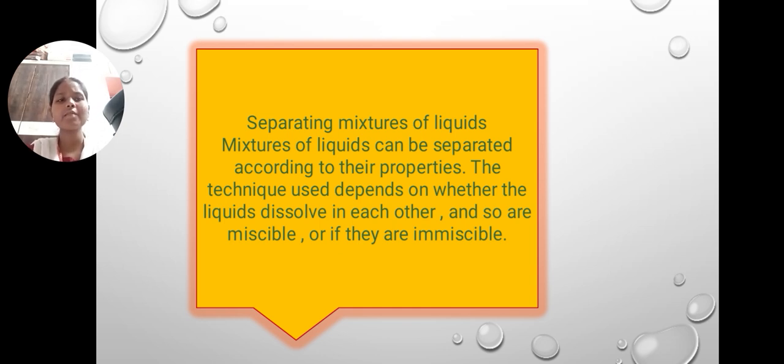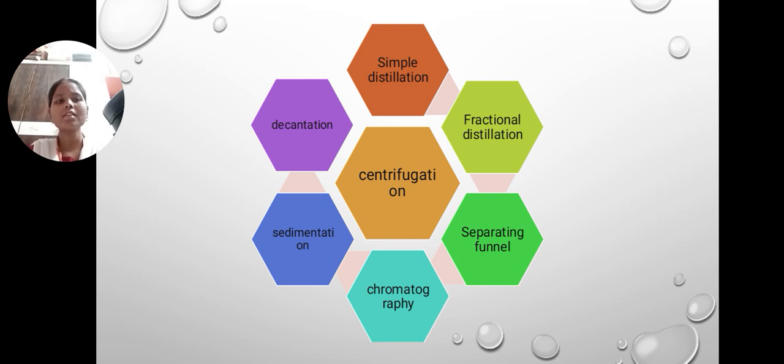Mixtures of liquids can be separated according to their properties. The technique used depends on whether the liquids dissolve in each other and so are miscible, or if they are immiscible. These are the different types of separating techniques: simple distillation, fractional distillation, separating funnel, centrifugation, sedimentation, decantation, and chromatography.